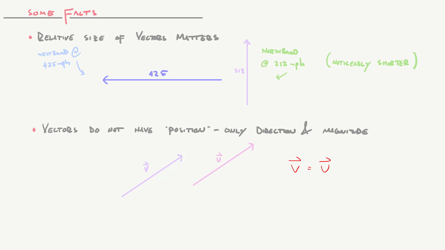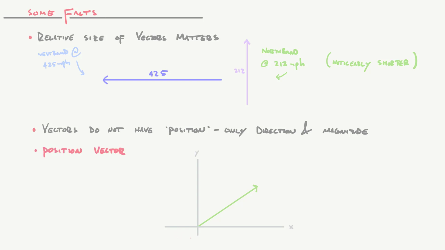Because they're not bound by position. I could move this directly on top of this and then it would literally be, right? You'd physically be able to see that they are equal. Which means you can also move them so that the initial point is coincident with the origin, right, of the Cartesian plane, and that's called a position vector.